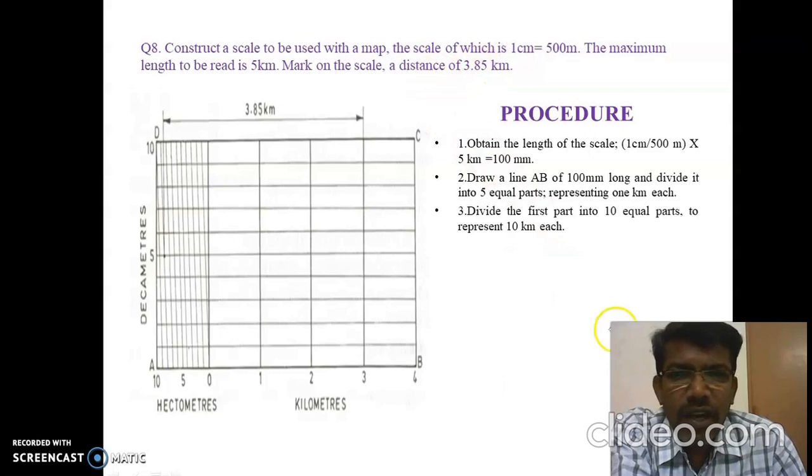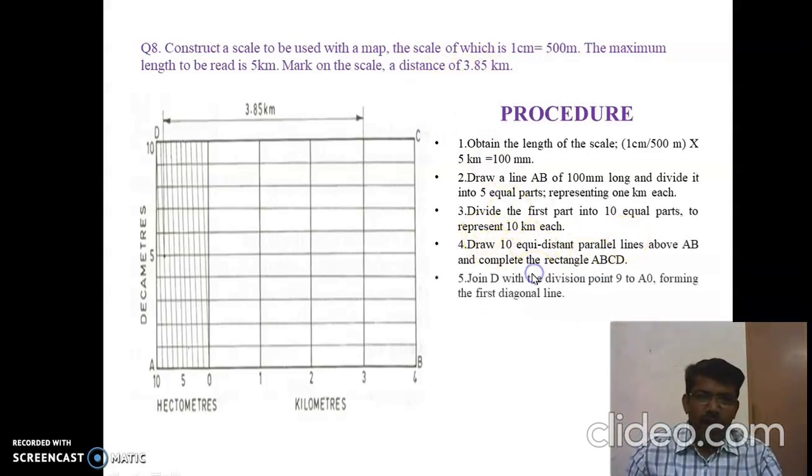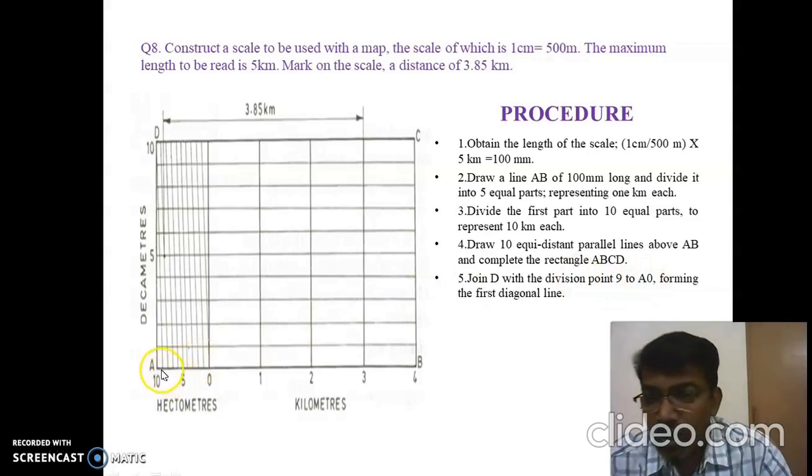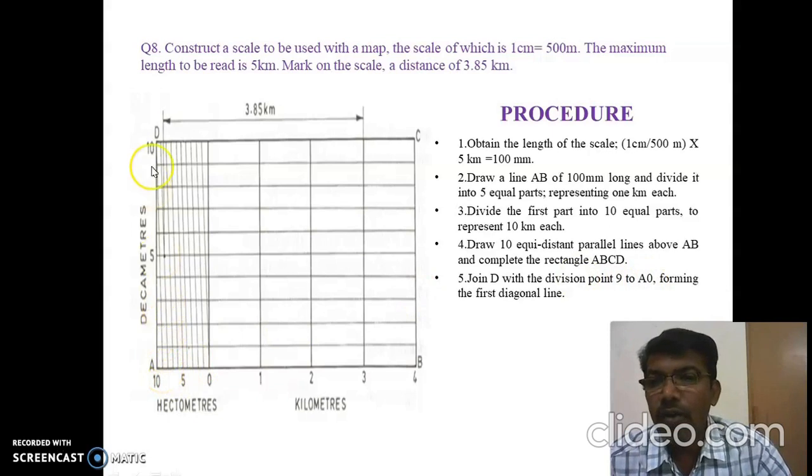Once again the procedure is the same. Draw 10 equidistant parallel lines completely. Join D with the last division point 9 on AD. So this is the 9th point, and you have to join this 9th point to the last point D such that you will get a diagonal. Then draw the parallel lines from the similar points 8 to 8, 7, 6, 5, 4, 3, 2, 1, 0. Like that, draw the parallel lines to 9 and AO.